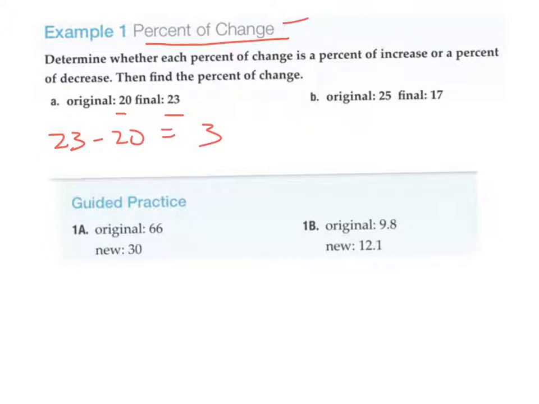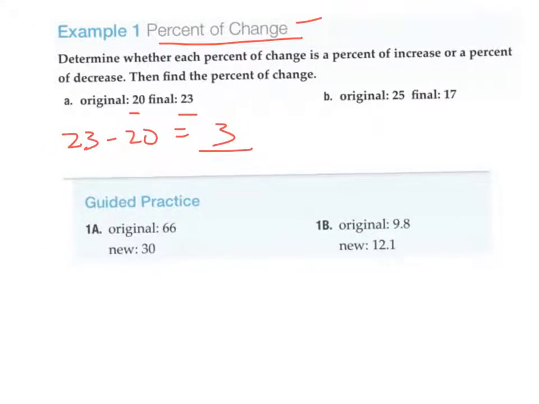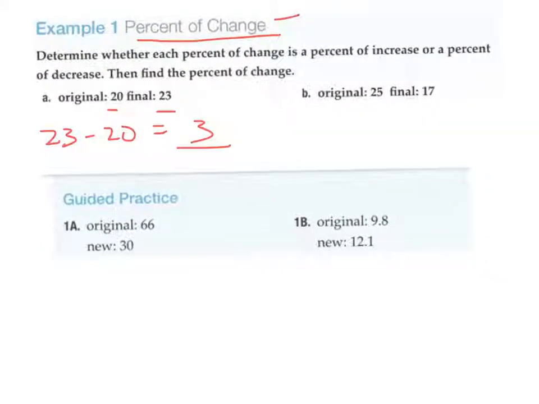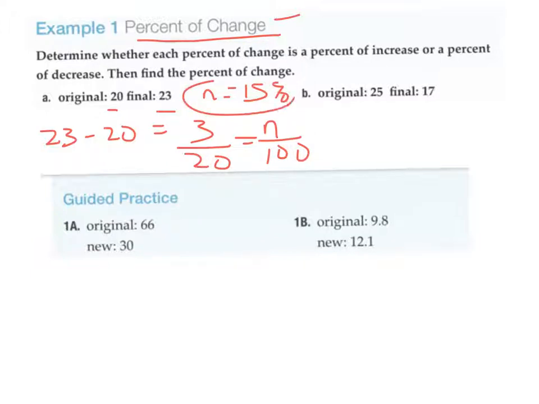And now we set up a proportion, and that is simply putting the change over the original. Original was 20. And then we're going to make a percent out of it, so we'll go n over 100. So this is what's called a special type of proportion. And so we can multiply and then divide by 20. So when we do that, we get 300 divided by 20 equaling 15. So n equals 15. And so that is the percent change in this problem.